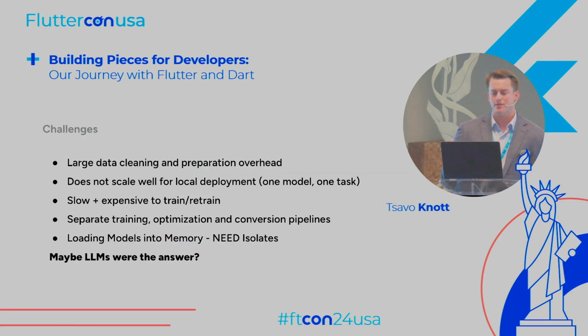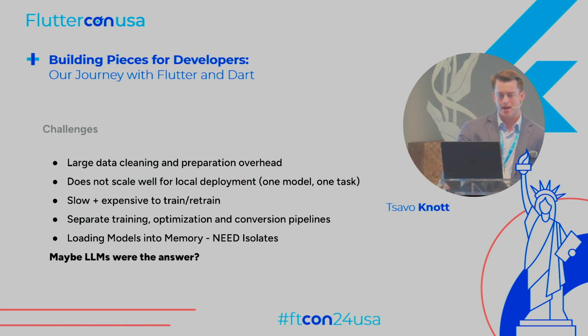And so we found these challenges around cleaning that data. It doesn't scale well for local deployment. A model can only do one task at a time, things like this. And it was really expensive to retrain these things. And particularly, we're talking about a transformer model here. It's a T5 model that you can fine-tune to do a bunch of different things. But before, we had very separate models that did very separate tasks.